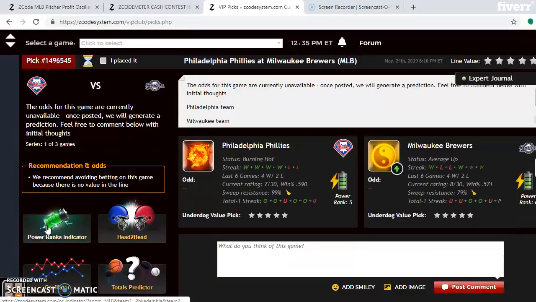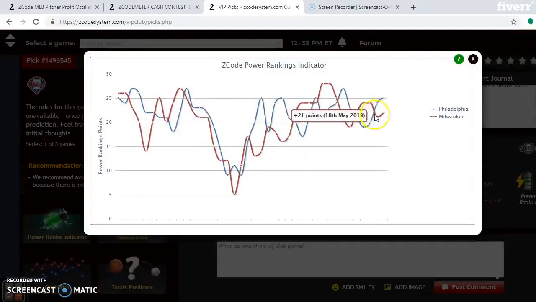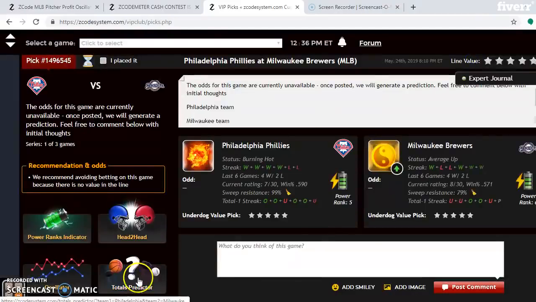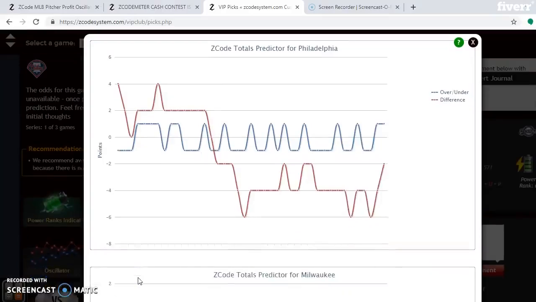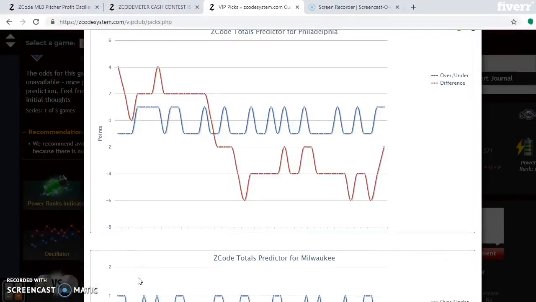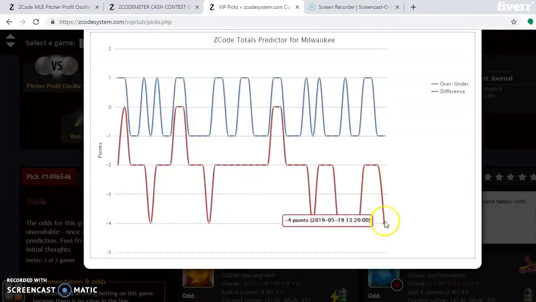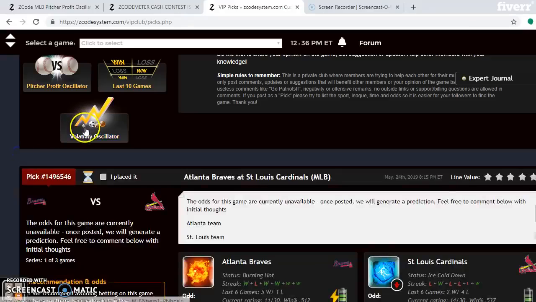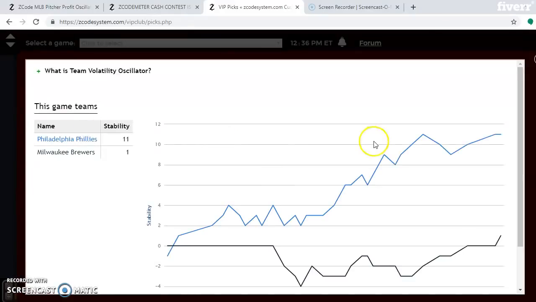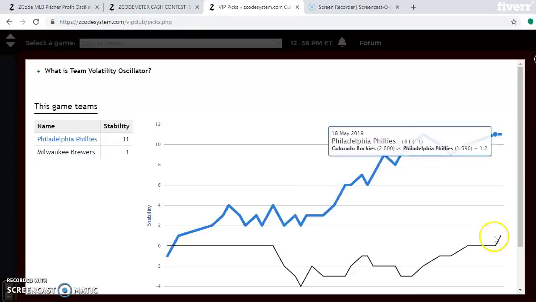You look at the power rankings indicator, you will see that the Phillies have overtaken Milwaukee in this category at plus 25 compared to plus 22. You look at the totals predictor for the over-under in this series. The Phillies have been playing in games trending under. If you see down here with Milwaukee, they are way under, trending in games playing way under. So betting the under is probably a very safe bet for the games in this series. If you look at the volatility oscillator, the Phillies have been a much more stable team than Milwaukee so far this year.